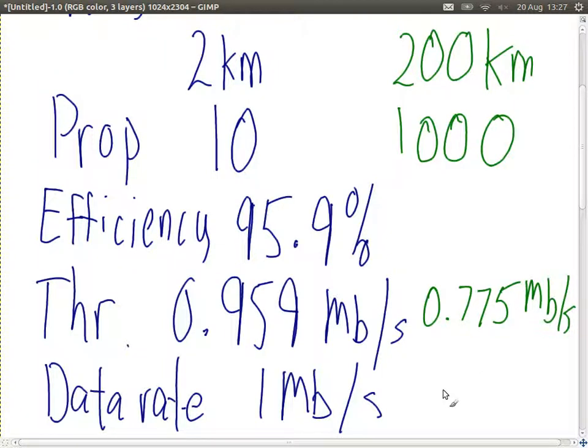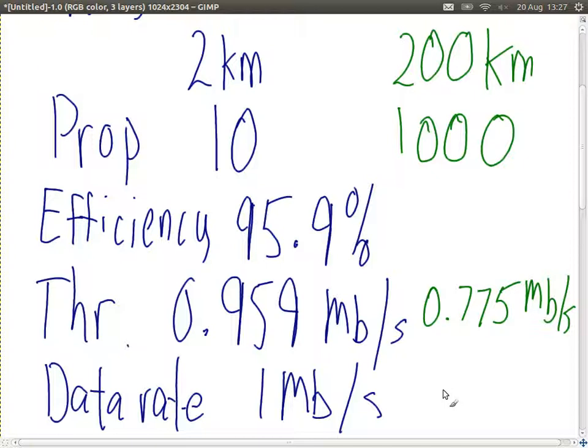775,000 bits per second, which was calculated by taking the data size, 1,000 bytes, times 8 to get to bits, divided by the total time, but this was in microseconds. So about 775,000 bits per second of throughput in that case, or 0.775 megabits per second.